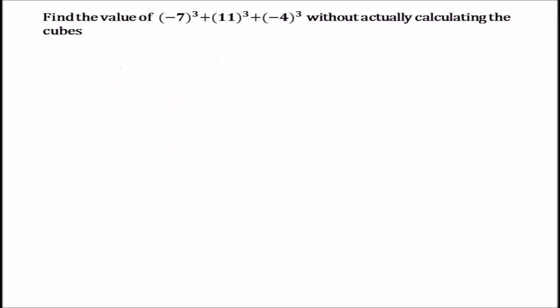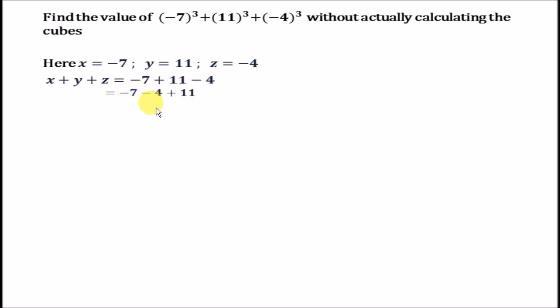Next question, we need to find the value of minus 7 whole cube plus 11 cube plus minus 4 whole cube. x equals minus 7, y equals 11 and z equals minus 4. x plus y plus z equals minus 7 plus 11 minus 4. Let's group the numbers with minus sign together. Minus 7 minus 4 plus 11. Minus minus is plus, but the sign will remain minus. 7 plus 4 is 11, minus 11 plus 11. So the sum will be 0. So x plus y plus z equals 0.